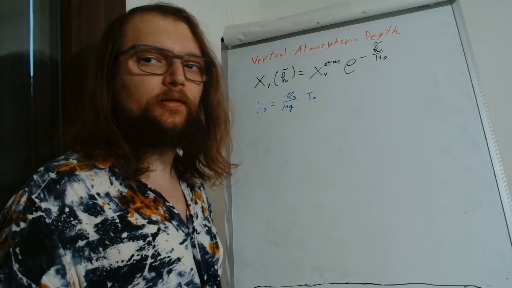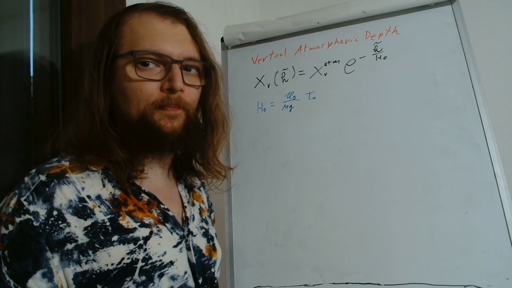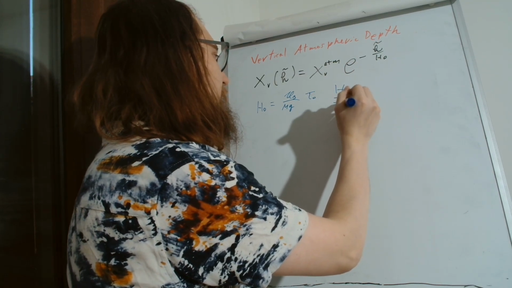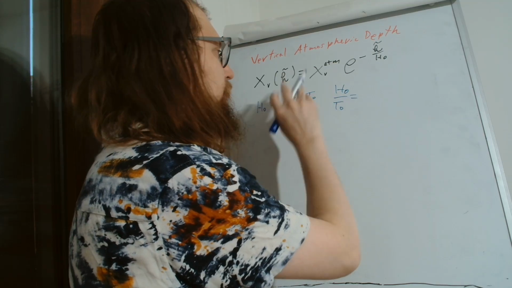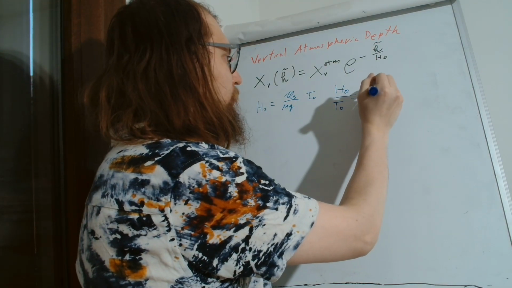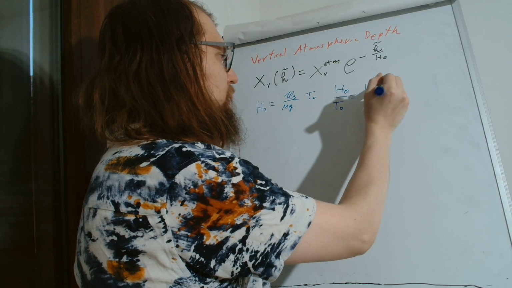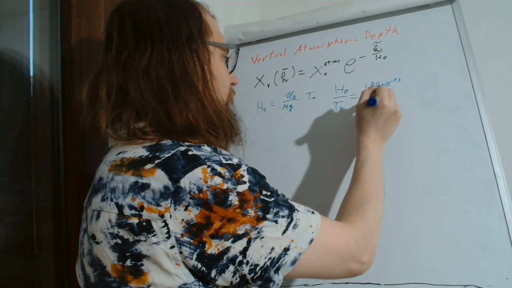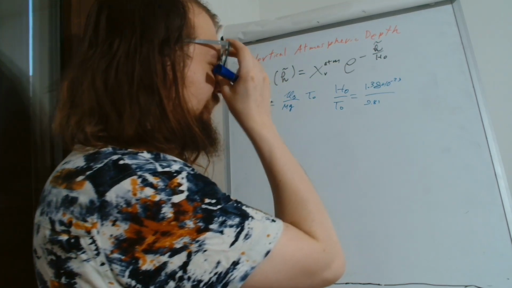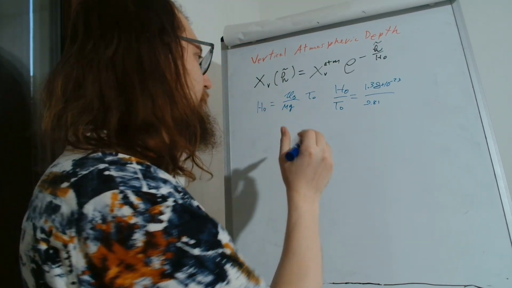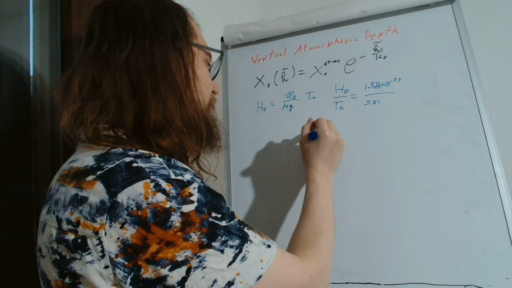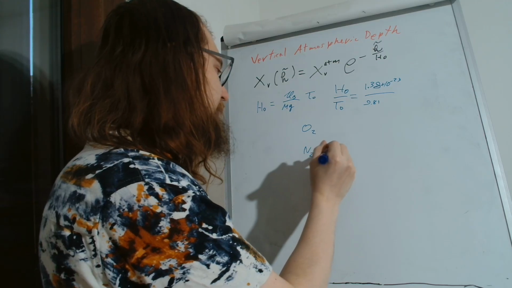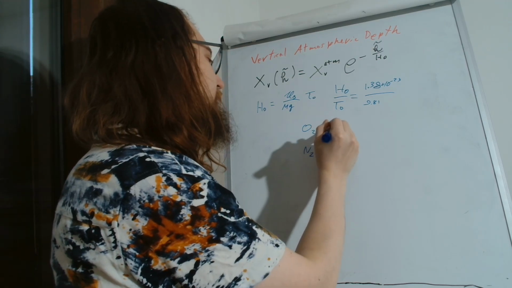Now let's calculate the scale height for a particular temperature. So first let's calculate the ratio between the scale height and the temperature. The Boltzmann constant is 1.38 times 10 to the minus 23. g is 9.81, and for the mass of one molecule of air, air is composed of diatomic oxygen and diatomic nitrogen, 80% nitrogen, 20% oxygen.